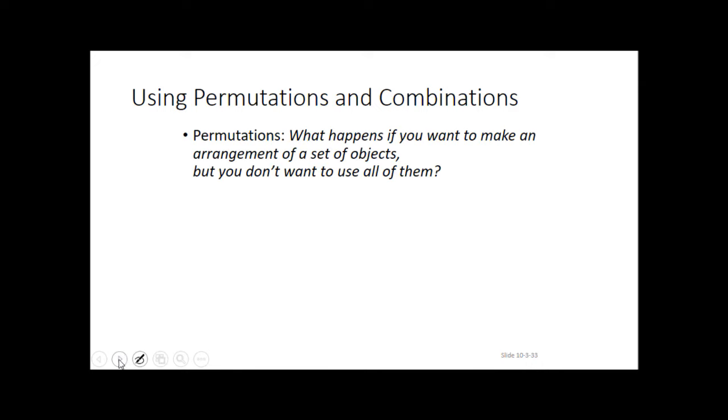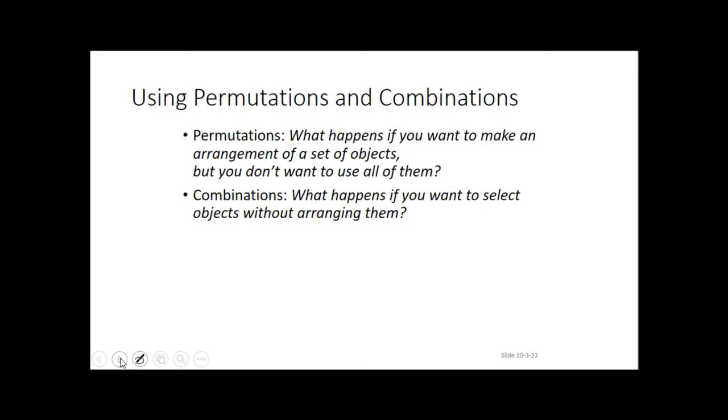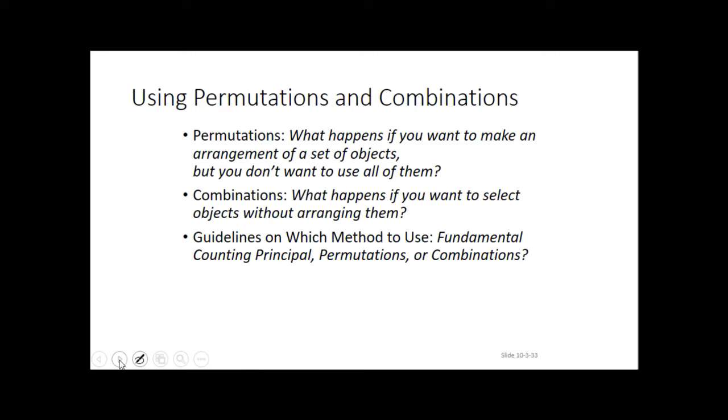A permutation is what happens if you want to make an arrangement of a set of objects, but you don't want to use all of them. Now, a combination is what happens if you want to select objects but not arrange them. You just want to pick the objects, but you're not putting them in a particular order or anything. So these are 2 variations on what we've been doing.